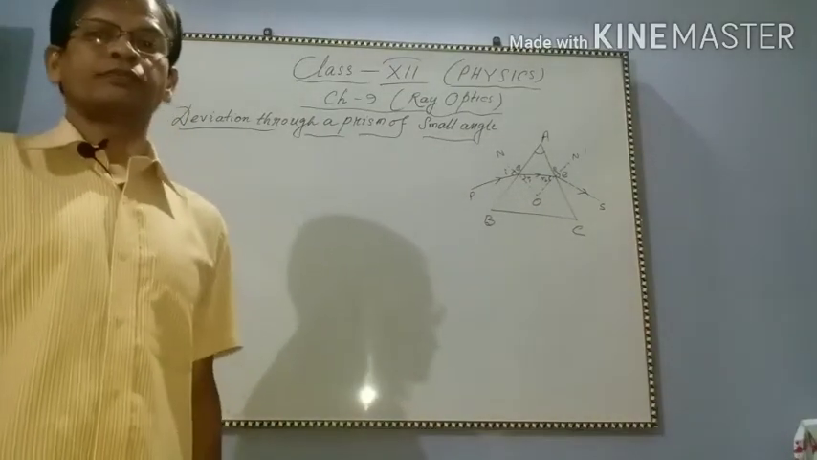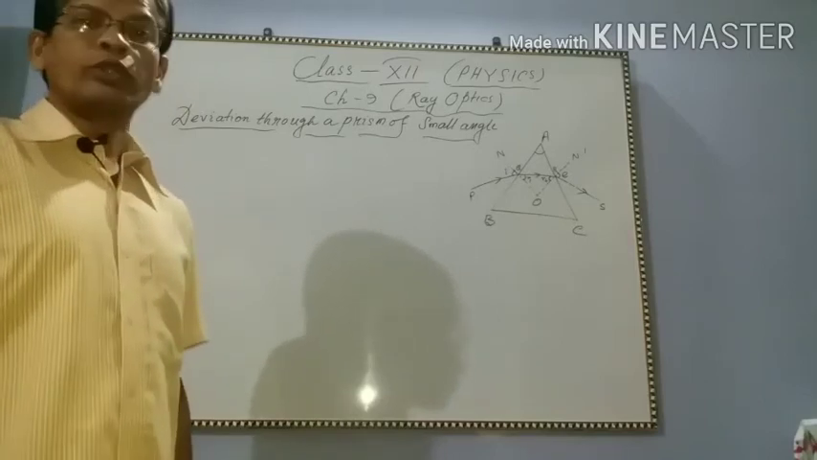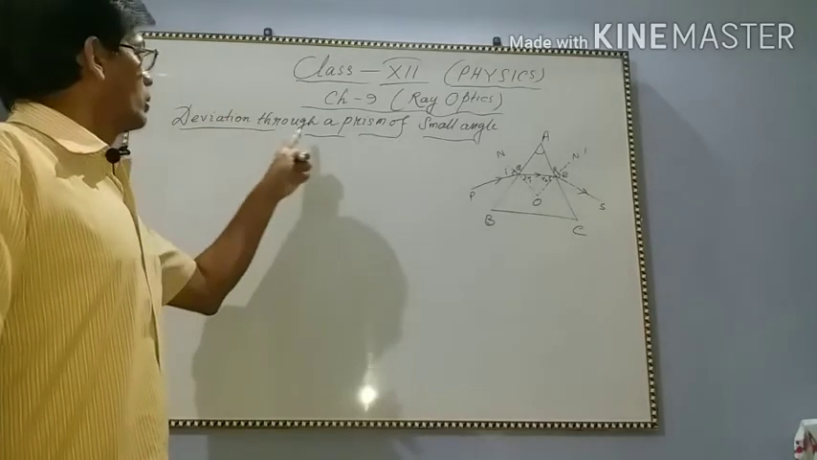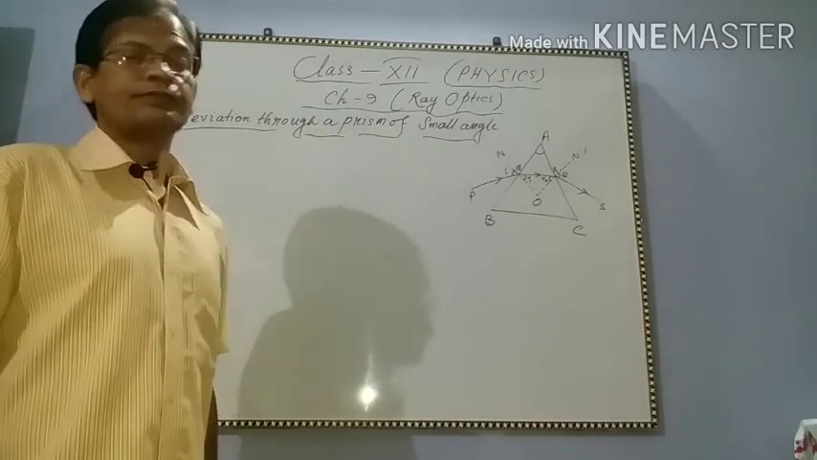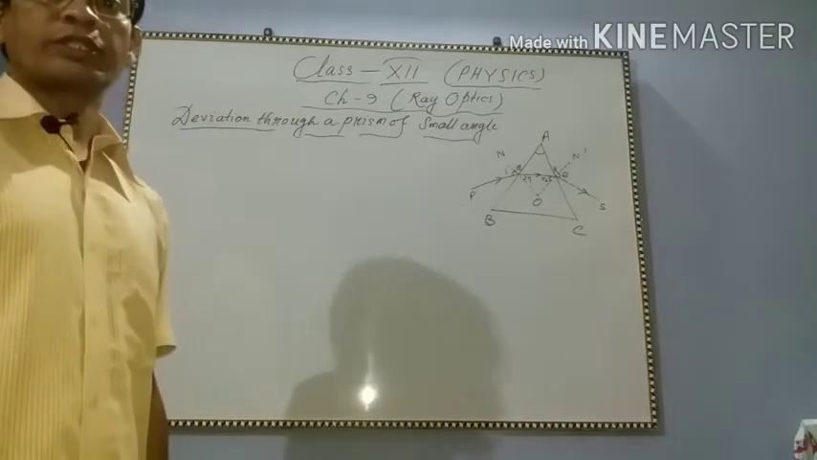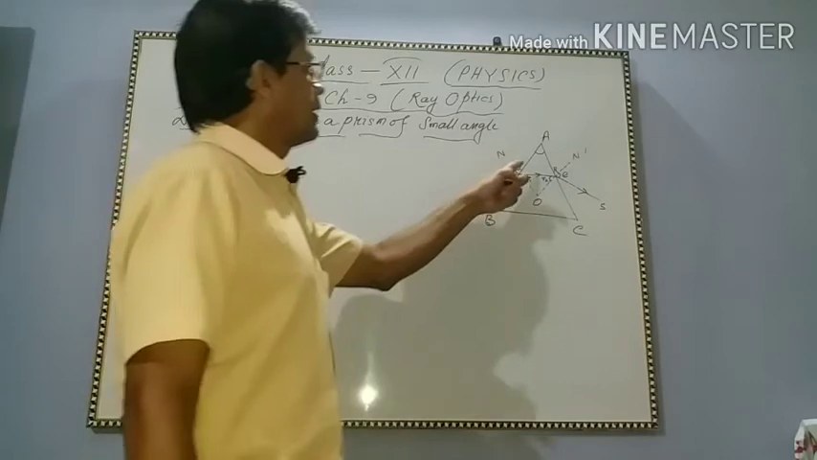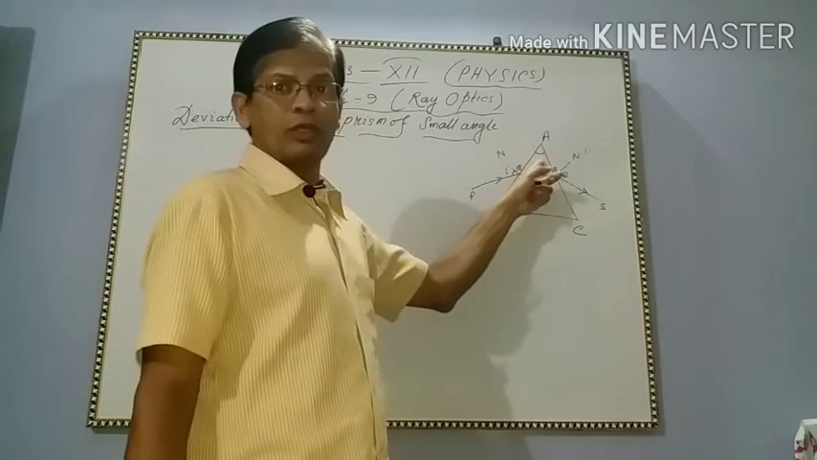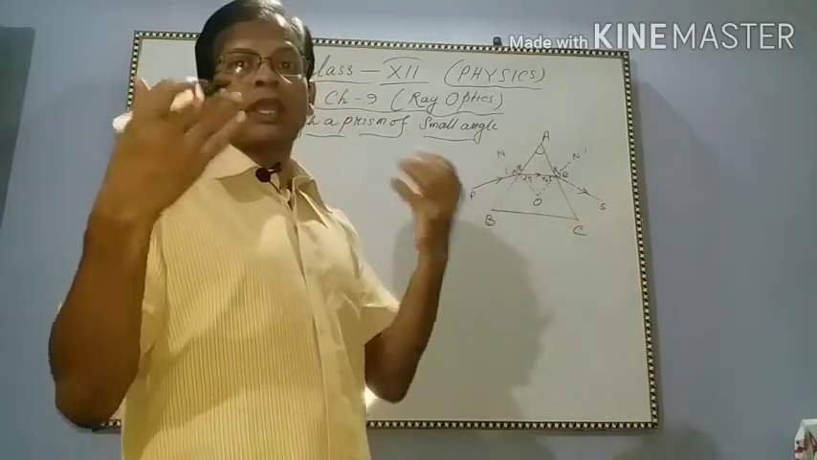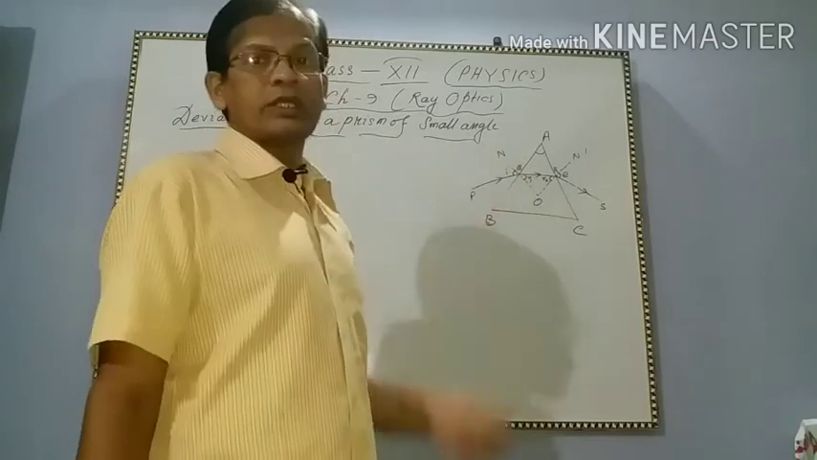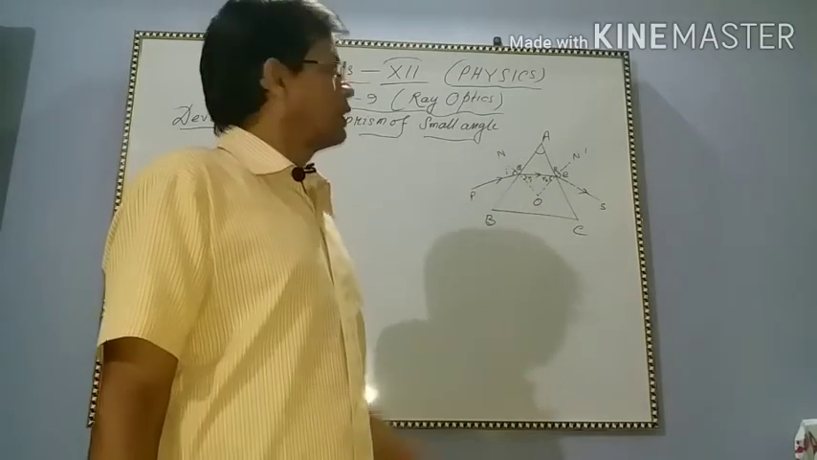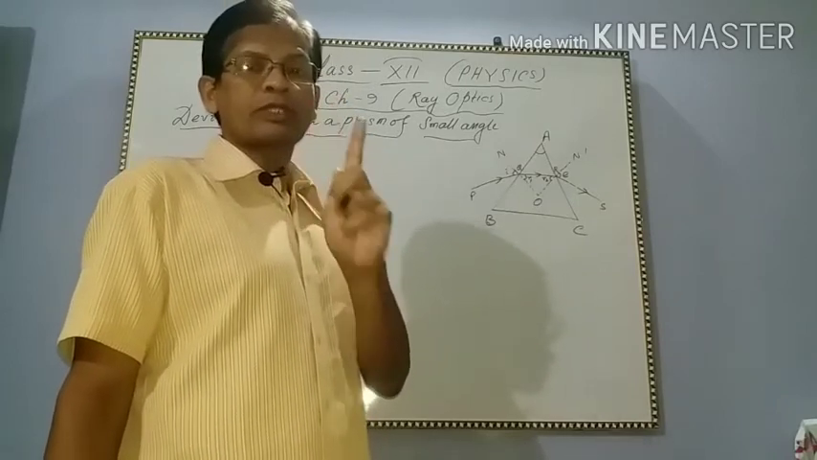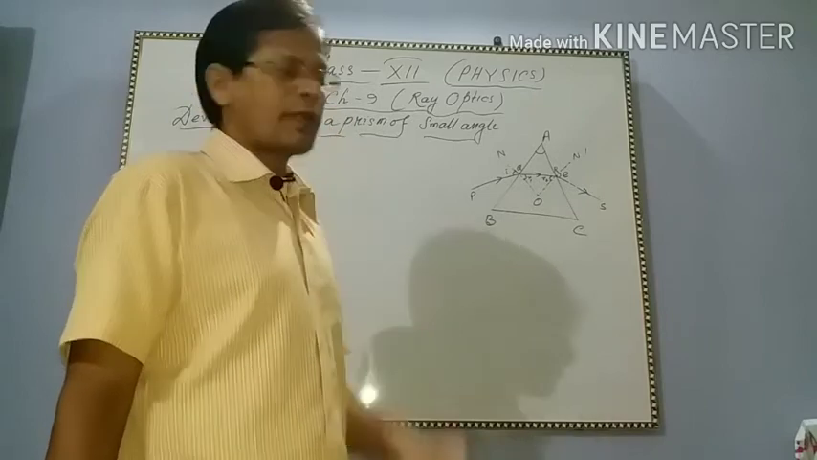Dear students, today I am going to discuss deviation through a prism of small angle, class 12 optics. If this is a prism, and this angle is small, then what will be the angle of deviation in this case? If the angle of the prism is small, then what will be the expression for the angle of deviation?